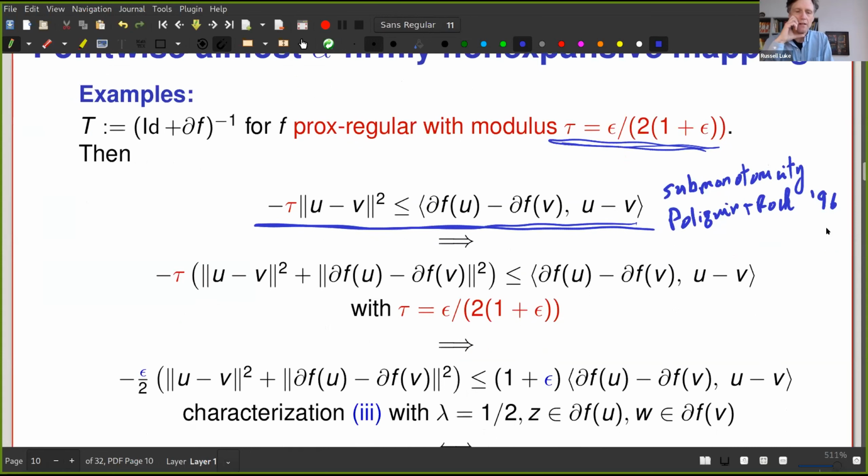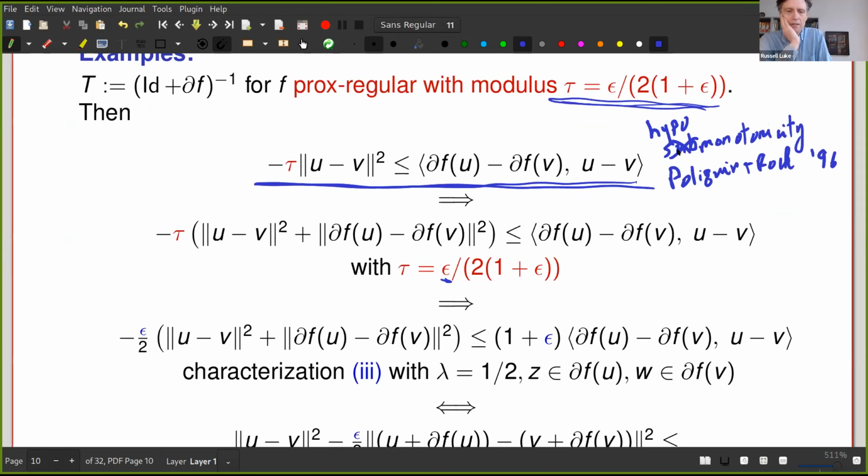What I'm going to show is that if you're looking at the resolvent of a prox regular function, then this characterization three is satisfied, which means that the resolvent of a prox regular function is almost alpha firmly non-expansive. And the violation in almost alpha firm non-expansiveness is related to the modulus. This is not submonotonicity, sorry, hypomonotonicity, modulus of hypomonotonicity. Submonotonicity, that terminology has already been taken by Aristanalidis, I think, in another context.